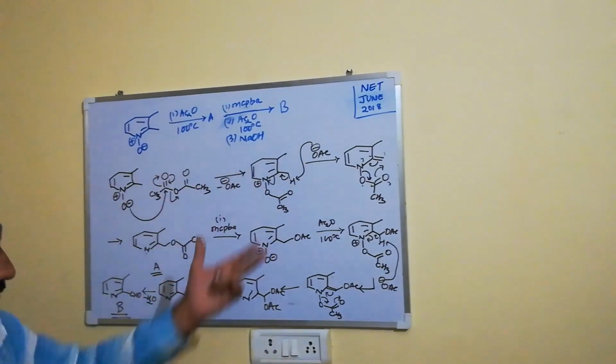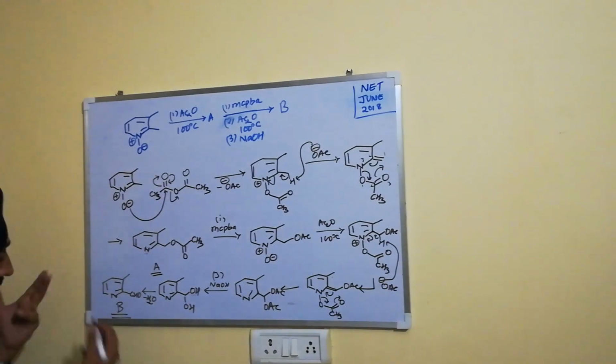So this is the sequence of events of how this compound B is formed.